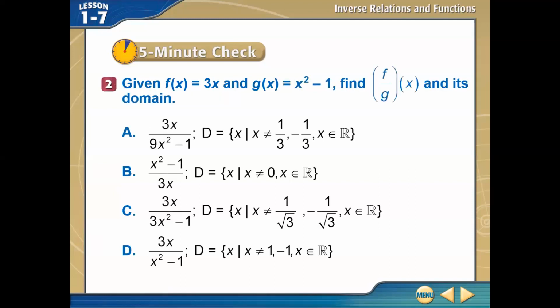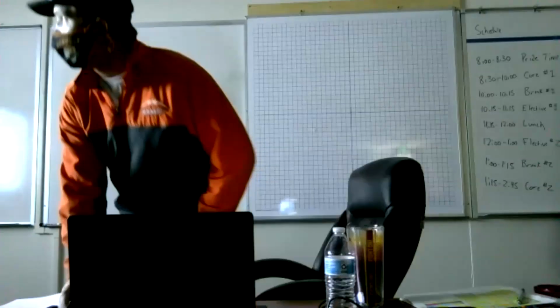Next one, number 2, given f of x is equal to 3x and g of x is equal to x squared minus 1, find f divided by g of x and its domain. So this is one of those ones, it works better if we do the operation first to find the domain, because in all reality, both of these equations have a domain of all real numbers, like we just discussed. But once we put it in a division state, we can't become undefined. So it makes more sense if we find the domain afterwards.